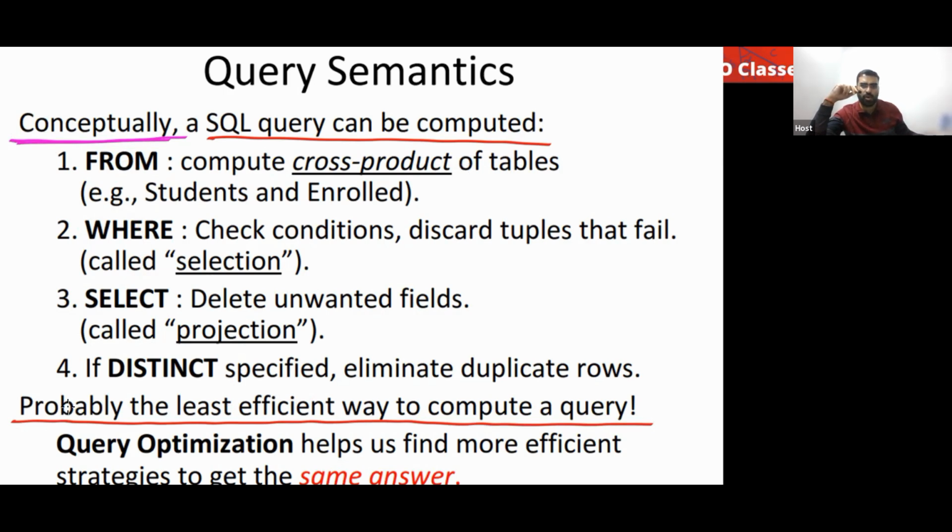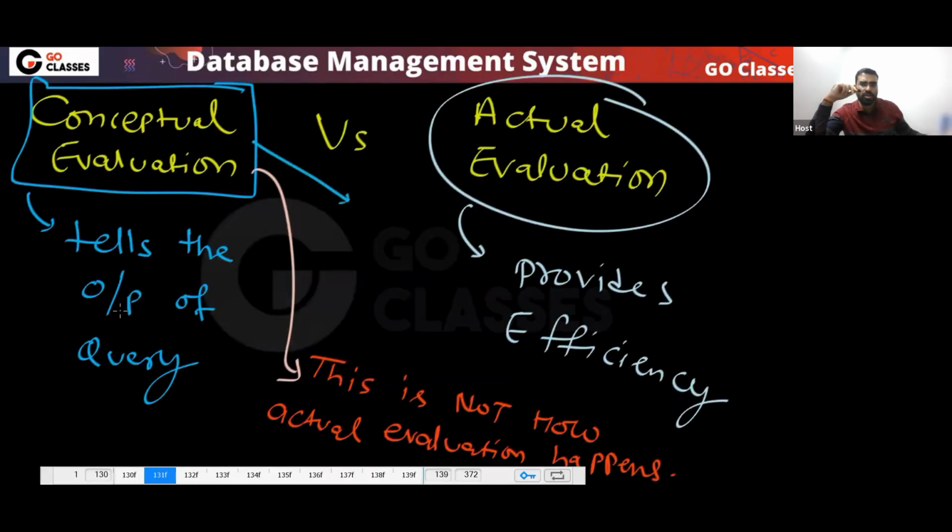Very slow. So remember, query optimization will help you find a more efficient strategy to get the same answer. The answer will not change. Yes or no? Conceptual evaluation and the actual evaluation, the answer will be the same. Whether you have this or this, they give the same answer. The answer should not change, of course.